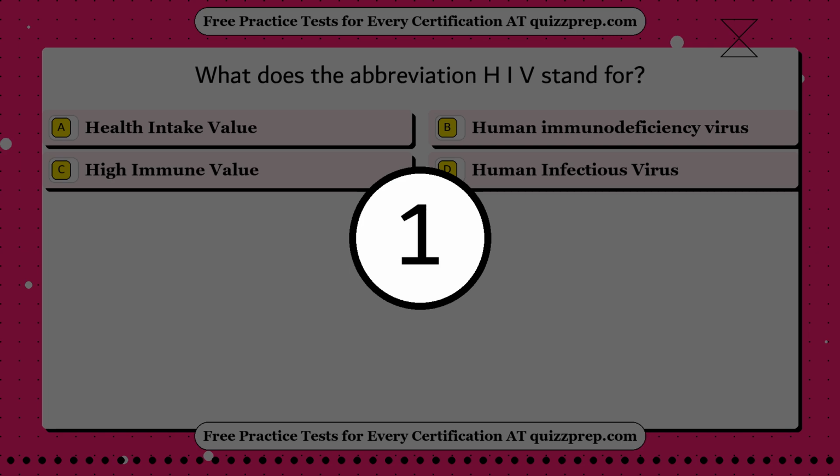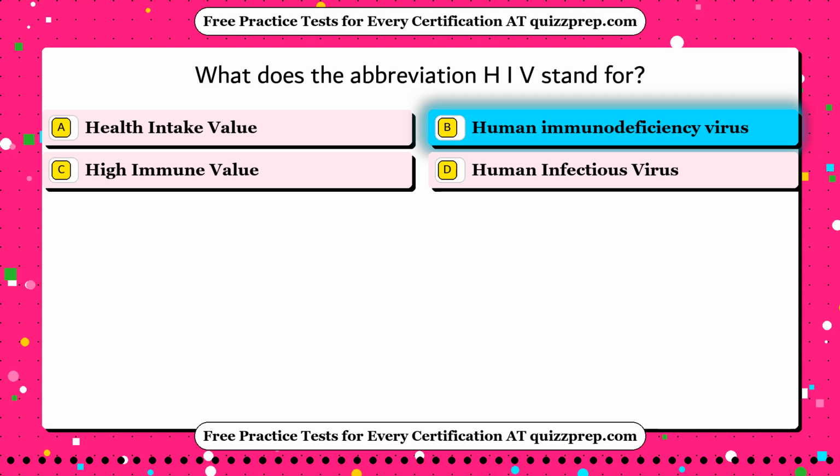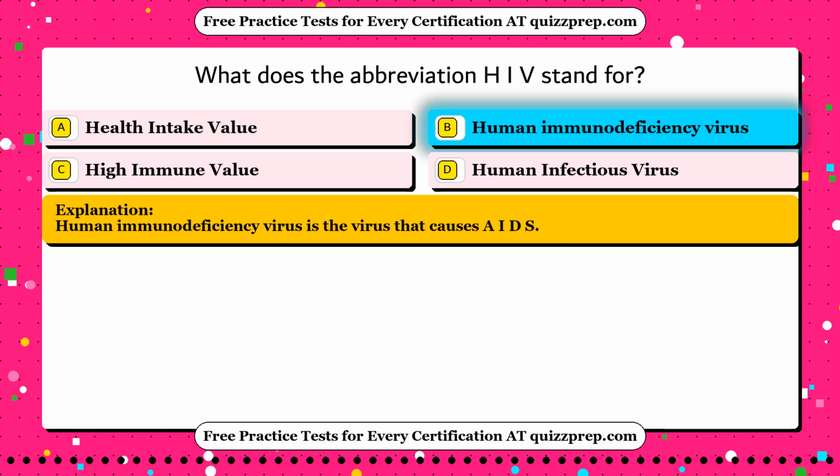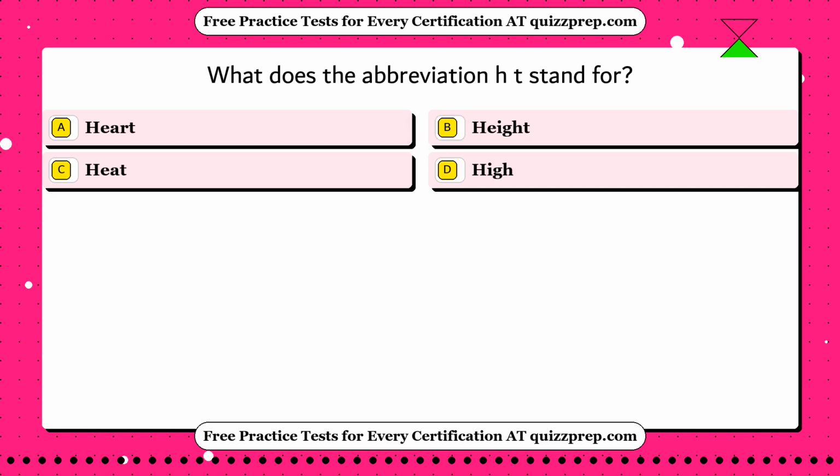The correct answer is option B, human immunodeficiency virus. Human immunodeficiency virus is the virus that causes AIDS. Question 52. What does the abbreviation HT stand for?